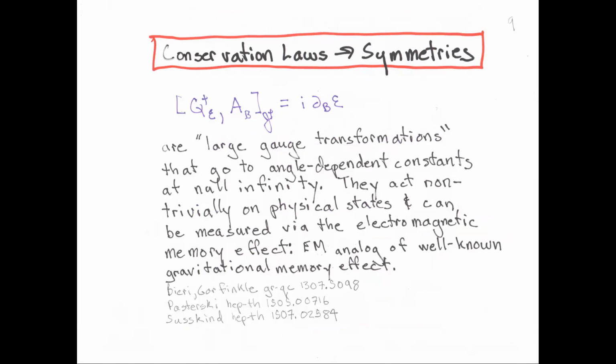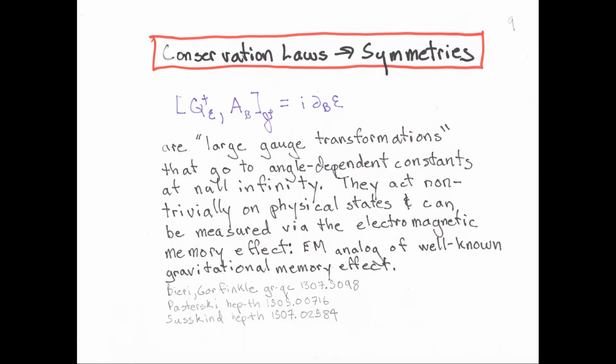Now we can talk about conservation laws going to symmetries. We have these conserved charges. What do they generate? Well, they generate large gauge transformations in QED. These are gauge transformations in QED which go to angle-dependent constants at infinity. They don't go to zero at infinity, and they don't go to an overall constant at infinity. They go to a constant at future null infinity, and they go to the antipodally related constant at past null infinity. These are true symmetries of QED.